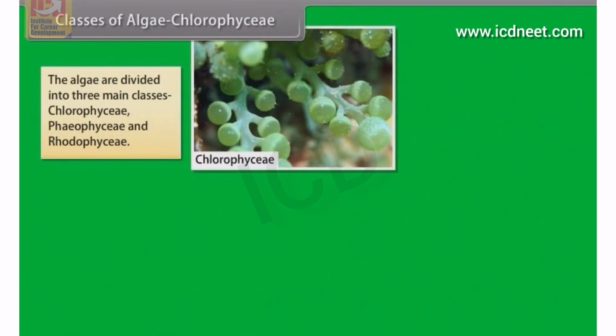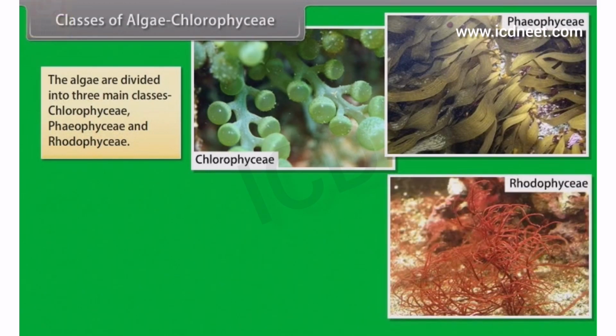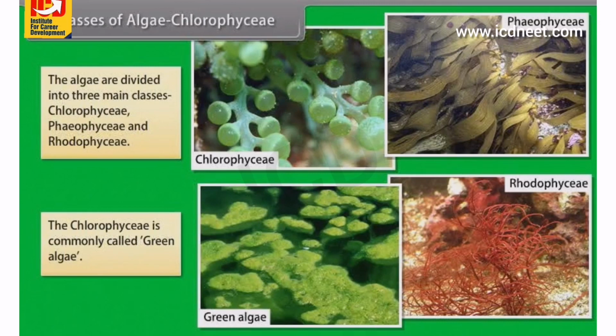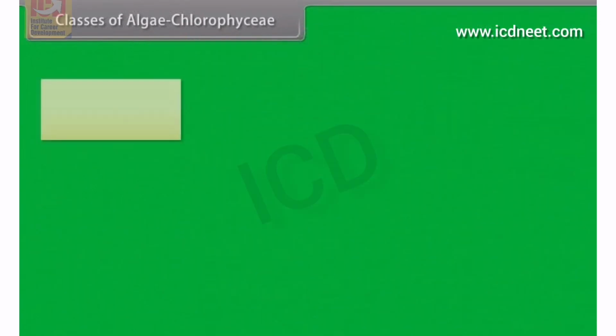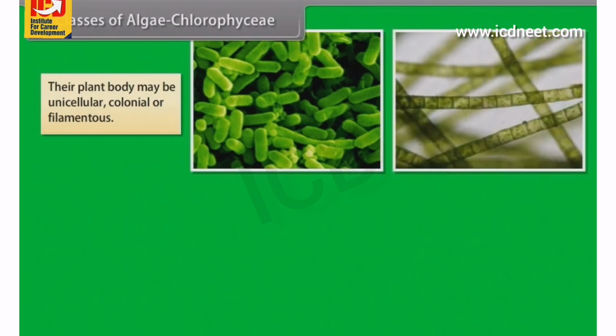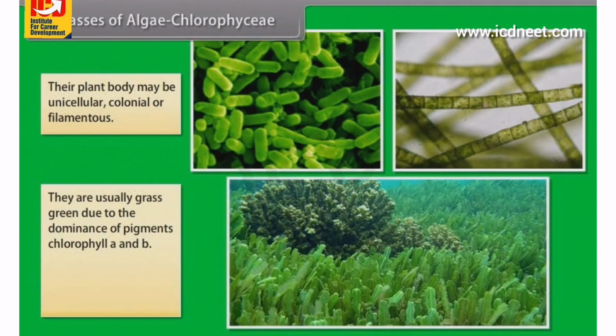Chlorophyceae. The algae are divided into three main classes: Chlorophyceae, Phaeophyceae, and Rhodophyceae. The Chlorophyceae is commonly called green algae. Their plant body may be unicellular, colonial, or filamentous. They are usually grass-green due to the dominance of pigments chlorophyll A and B.